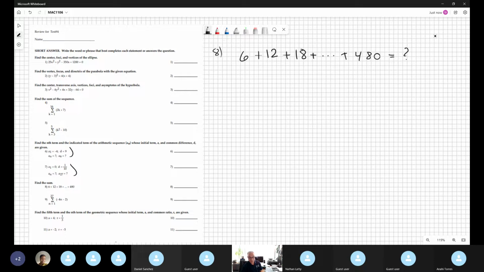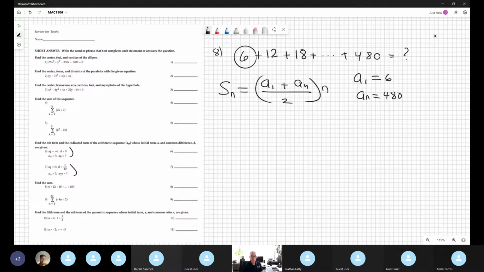Bam. What is the formula? Well, they are very different formulas. I want to explain the traditional formula. So the summation in the arithmetic sequence equals the first guy plus the last guy divided by 2 and multiplied by n. Oh, entonces es easy. The first guy is 6. The last guy is 480. Now you add this plus this divided by 2.